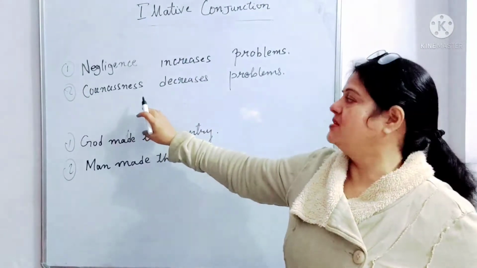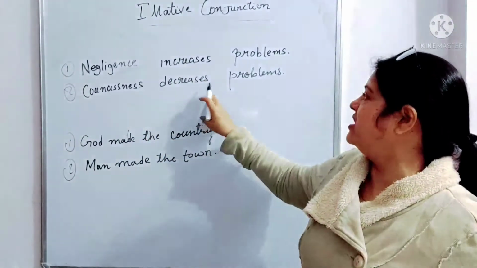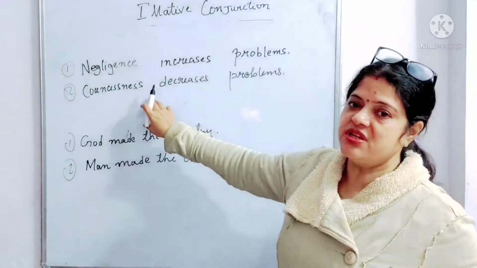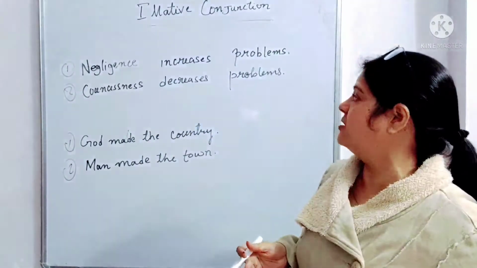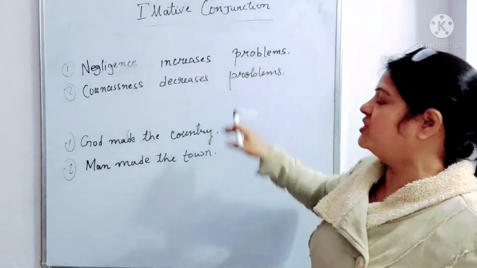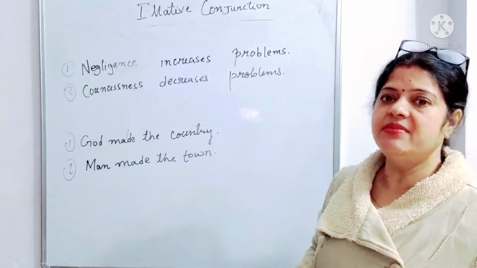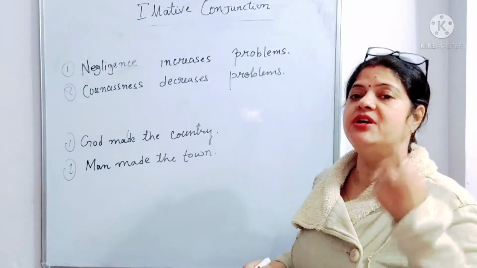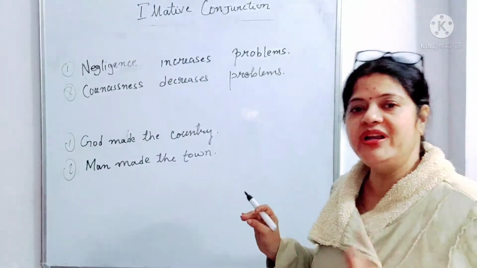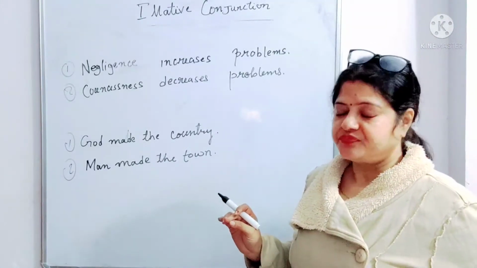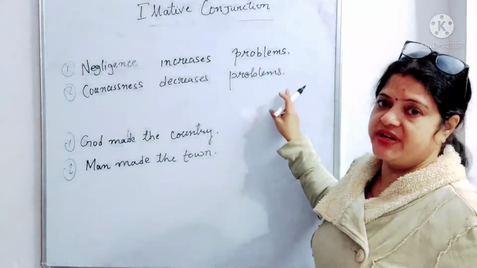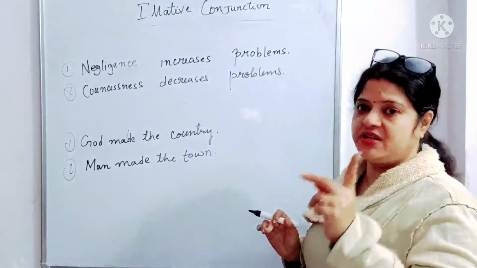The second sentence is, consciousness decreases problem. It means that when we are careful about something, if we are conscious about something, we don't have to face problems. So these two sentences have some connectivity. They are of similar type. So instead of using a coordinating conjunction, we can use and to connect these two sentences. And would be the perfect conjunction.